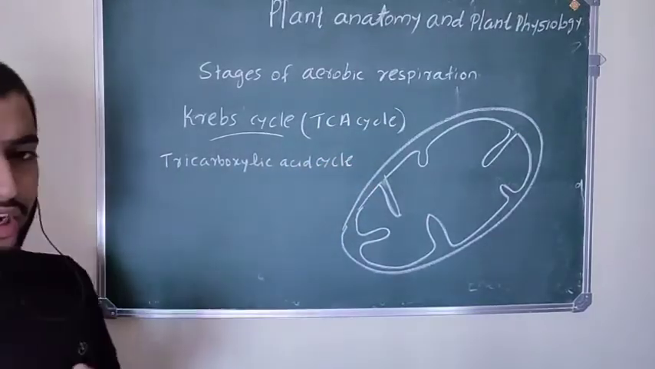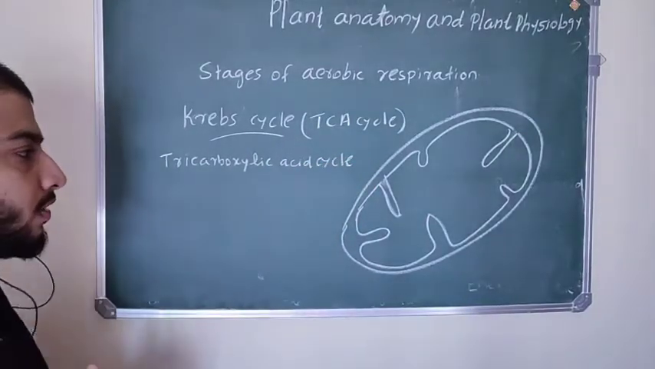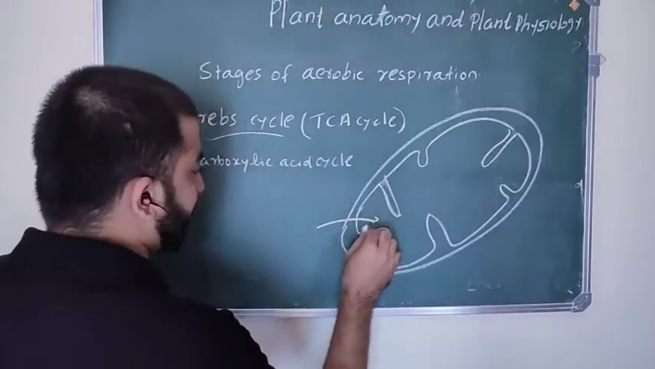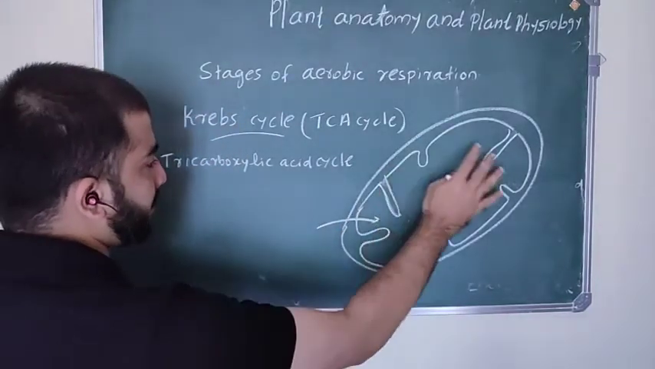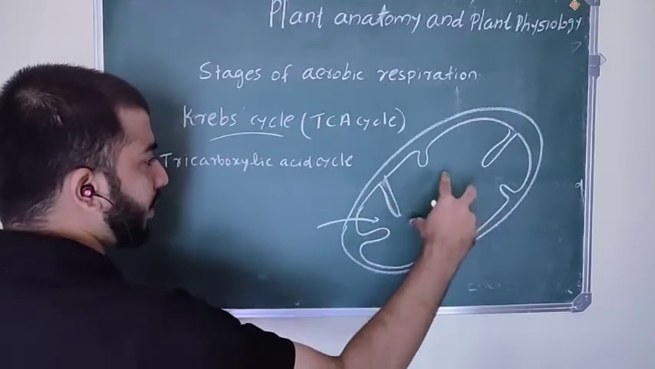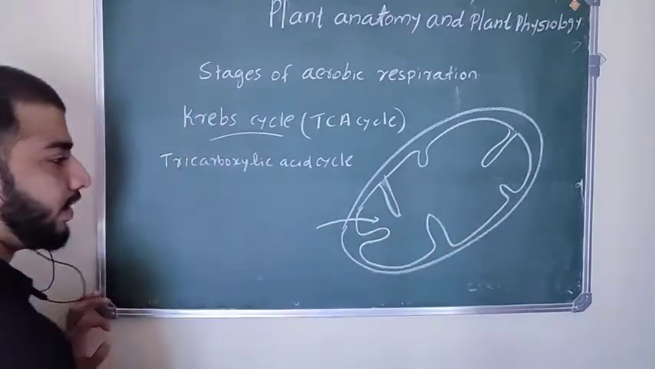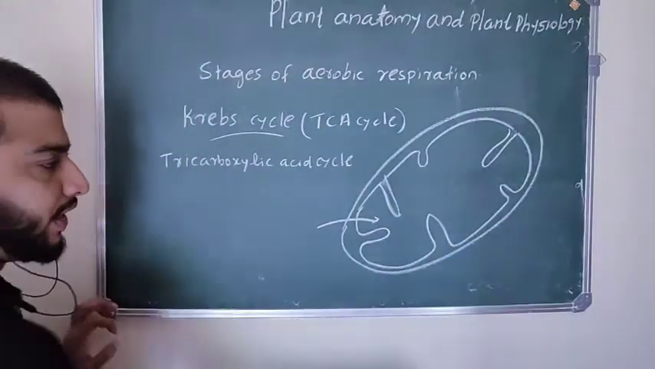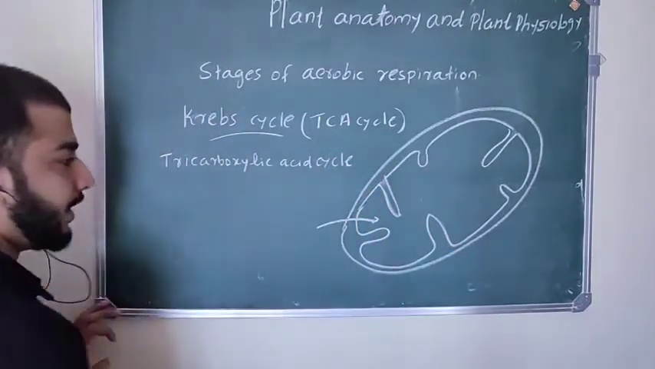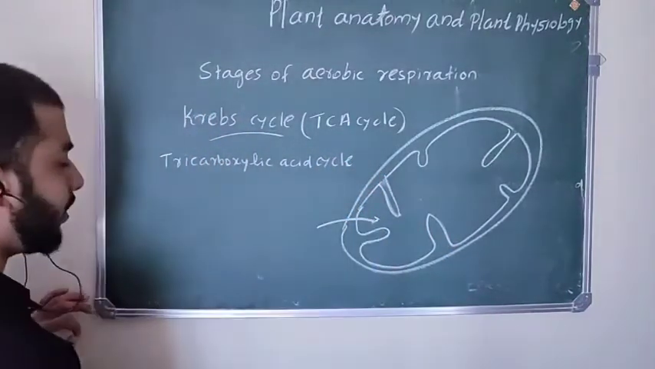Where does this Krebs cycle take place? It takes place inside this mitochondrial matrix. This is the mitochondria. The inner side of the mitochondria is called the mitochondrial matrix. Here the Krebs cycle takes place. So what is going to happen here?